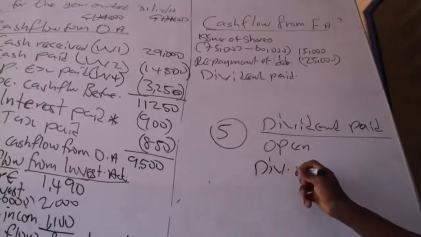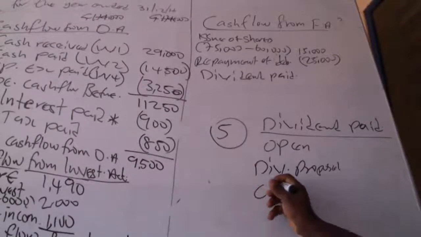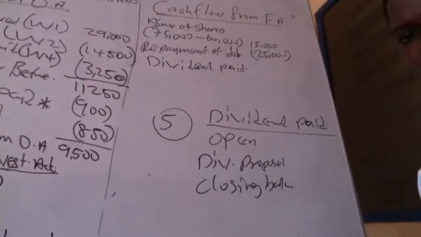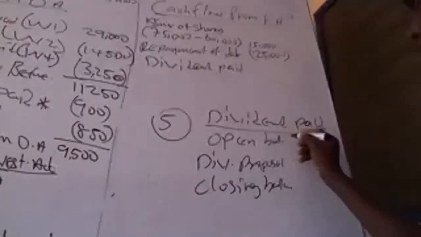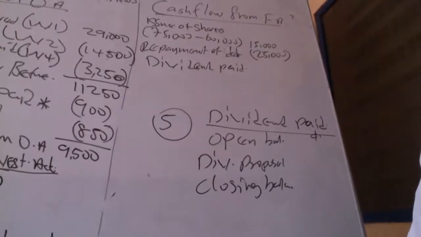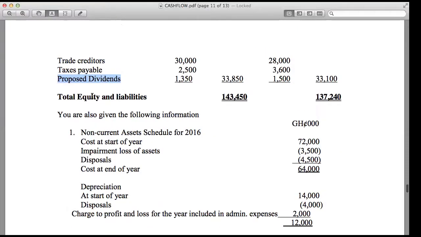So that's the dividend proposed. So you bring the dividend proposed. Then the closing balance. So how do we get that? Take note nicely. What's the open balance of the dividend? Let's go to the financial position and pick it and the closing balance as well. Then we are almost through. So the open balance for the dividend is 1,350. Don't forget your 3 zeros. Closing balance is 1,500.